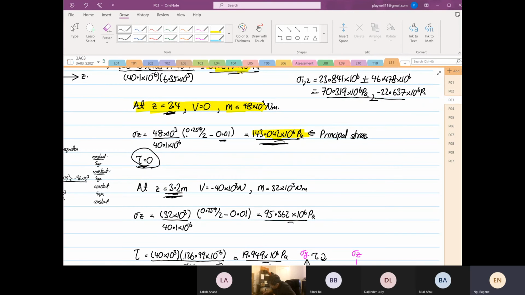Basically, your factor of safety is equal to 160 times 10 to the power 6 divided by 143.042 times 10 to the power 6. So 160 times 10 to the power 6 divided by 143.042 times 10 to the power 6 is equal to 1.118. That is your factor of safety, basically.